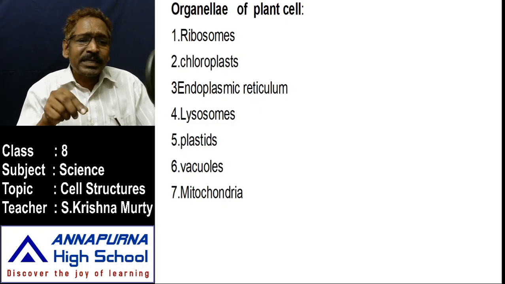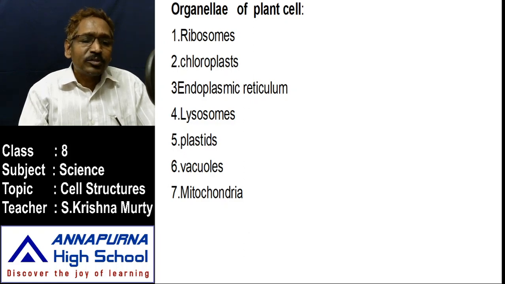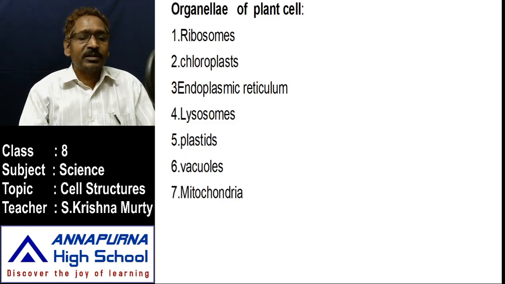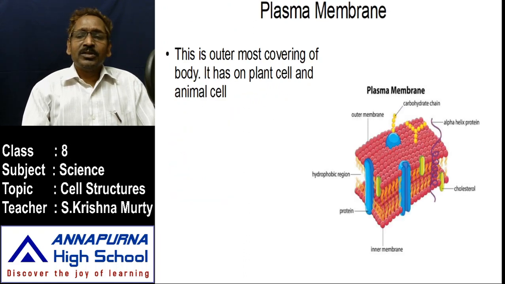What are the parts present in plant cell? Ribosomes are there, chloroplasts are there, endoplasmic reticulum is there, lysosomes are there, plastid is there, vacuole is there, and mitochondria is there. So all these are the parts in plant cell. And in animal cell, ribosomes, endoplasmic reticulum, lysosome, small vacuole, and mitochondria are there.